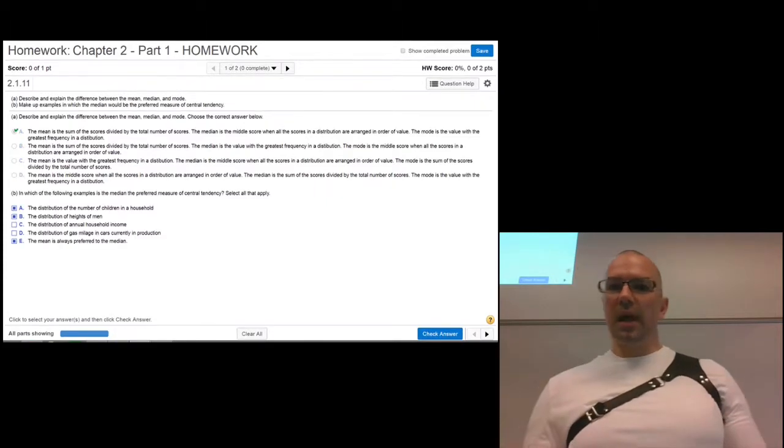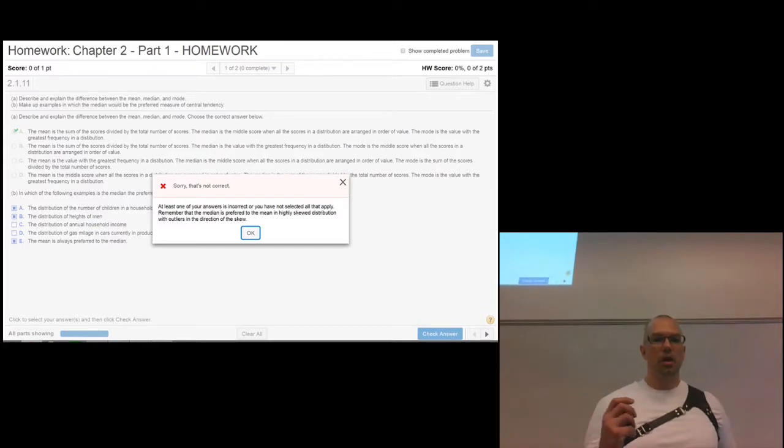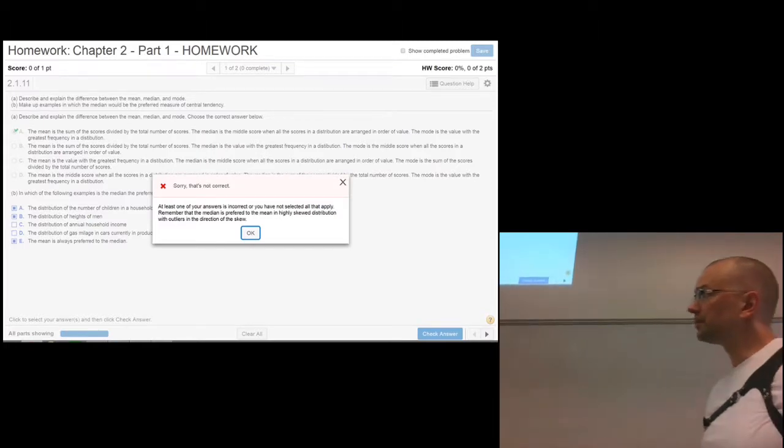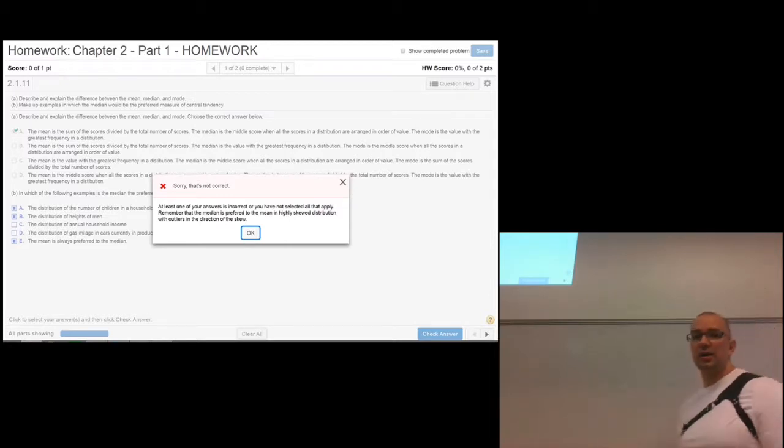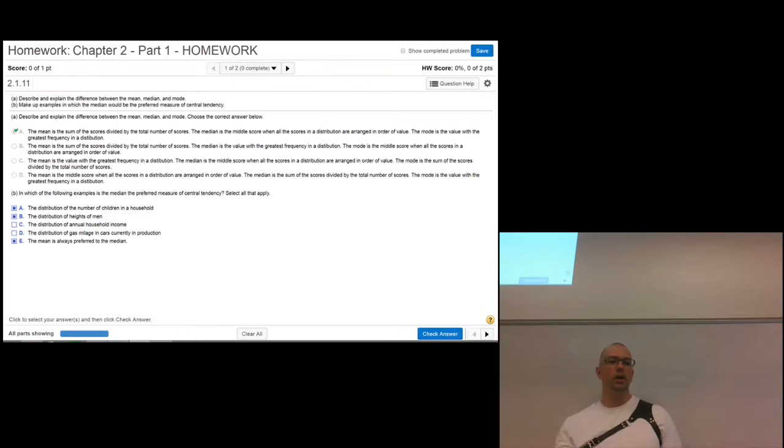So for example, in the homework, again, if you get something incorrect, it'll let you know, sorry, that's not correct. It'll oftentimes point you to where in the book you need to go. It'll let you know what it was that you did incorrect. And then you get to try the homework again. There's multiple attempts built in.